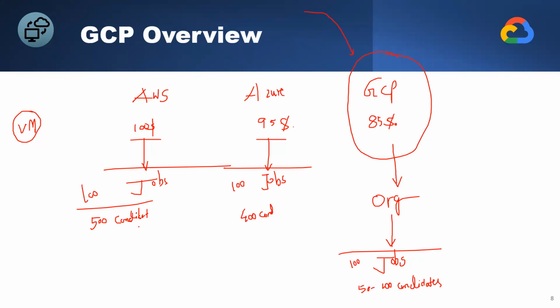It's your choice. Why GCP? It's because of this. The jobs are about the same everywhere. Maybe here some 500 jobs, here some 100 jobs, here some 90, here some 80. Jobs are very high in AWS and Azure, and here 100, 90, 80. But the competition is 500, 400, and only 50 to 100 here. So which is easy for you to crack? GCP.